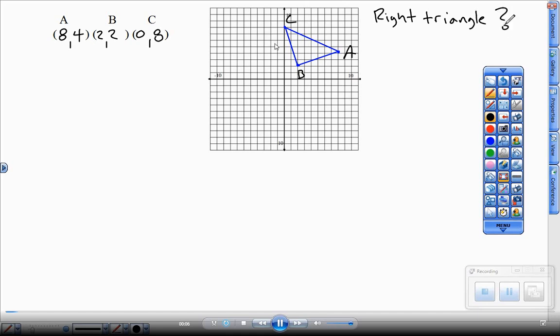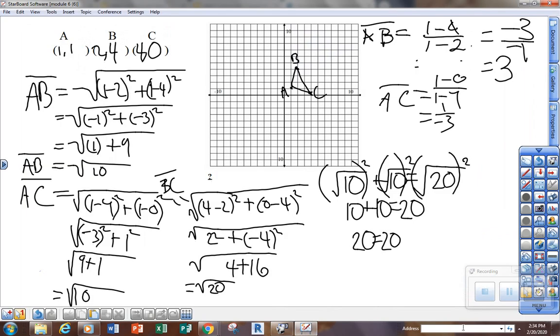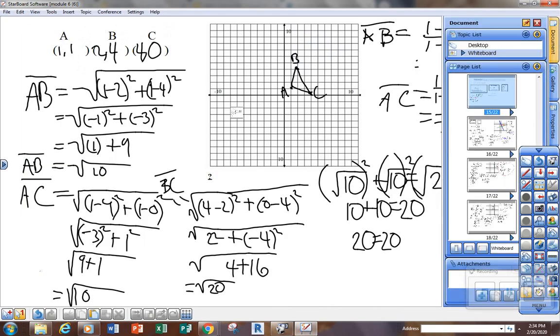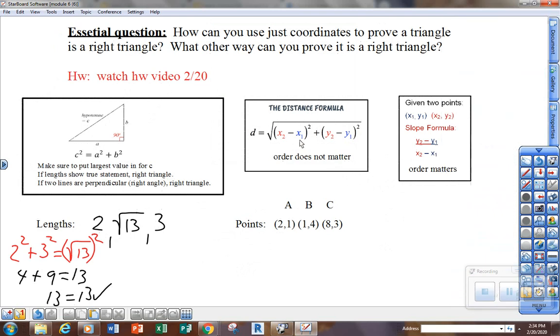Prove if the lengths satisfy the Pythagorean theorem, or prove that two slopes of the lines that make up that triangle are perpendicular. You need to know your slope formulas. You need to know these formulas. If I could show you, you need to memorize your distance formula, where you subtract the two x numbers squared plus the two y numbers squared. You need to know your slope formula.